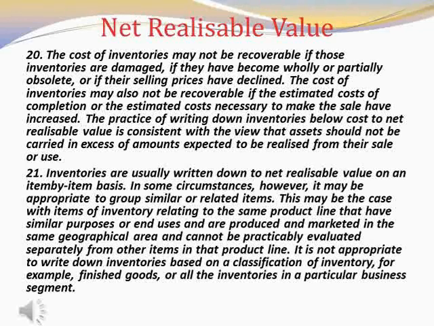Para 21. Inventories are usually written down to net realizable value on an item-by-item basis. In some circumstances, however, it may be appropriate to group similar or related items. This may be the case with items of inventory relating to the same product line that have similar purposes or end uses and are produced and marketed in the same geographical area and cannot be practicably evaluated separately from other items in that product line. It is not appropriate to write down inventories based on a classification of inventory, for example, finished goods, or all the inventories in a particular business segment.